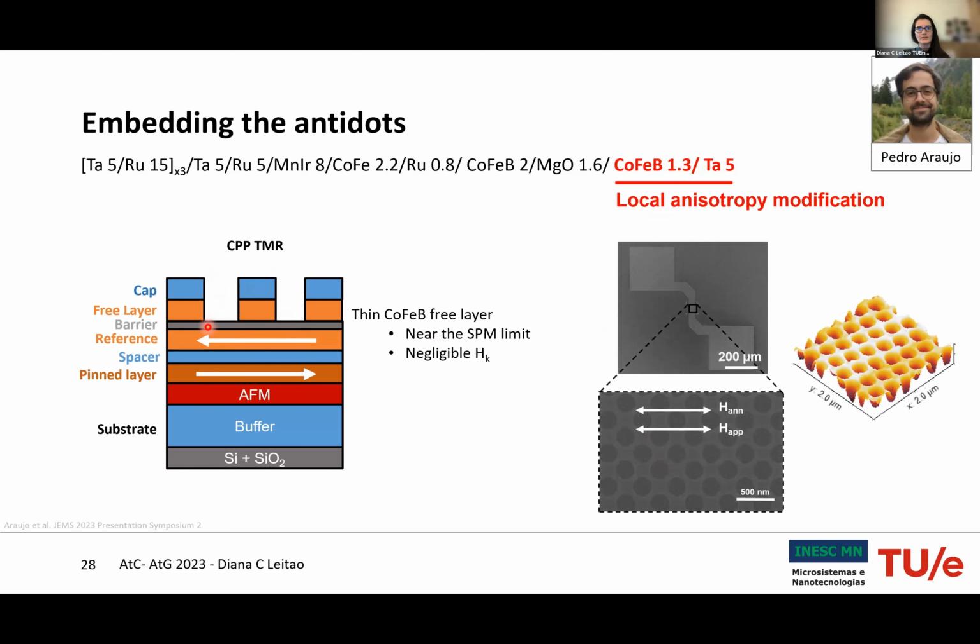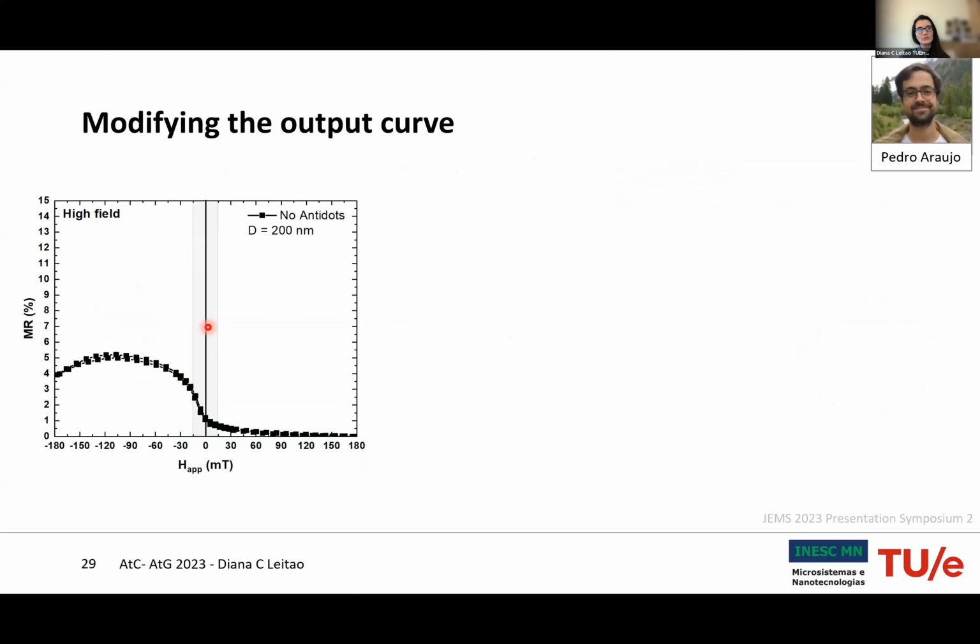So this is quite a technological achievement that Pedro was able to show. And also, in the end, when measuring these devices, the first thing that we notice is, although we start in this case from almost a linear curve, but with very low magnetoresistance, because again, we have a very thin free layer, so we are in the superparamagnetic limit.